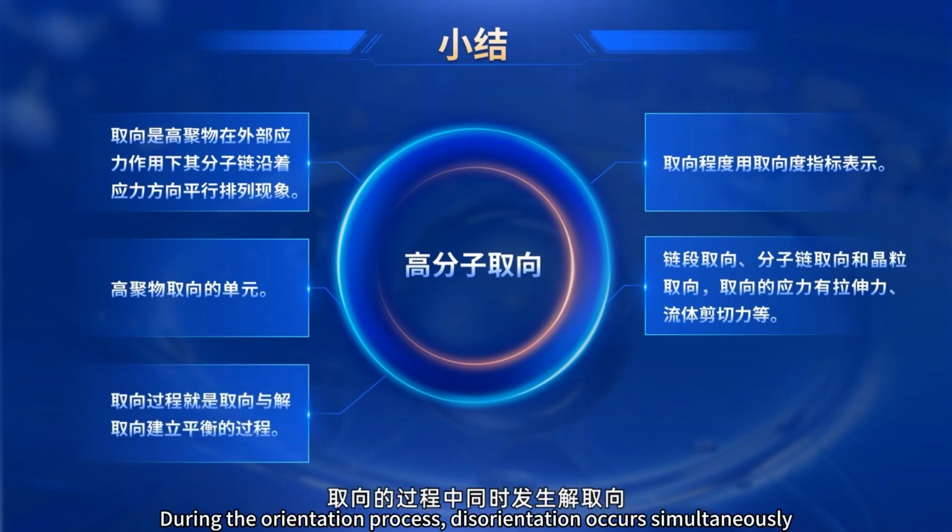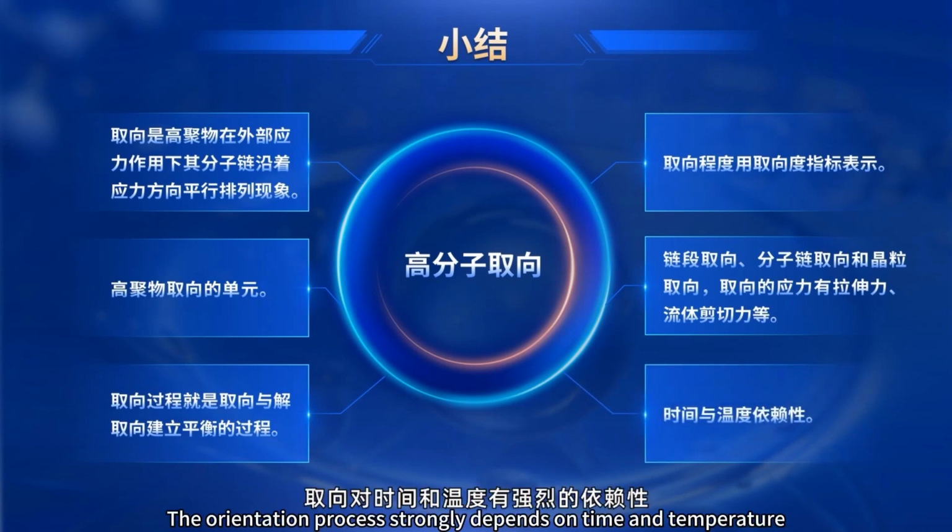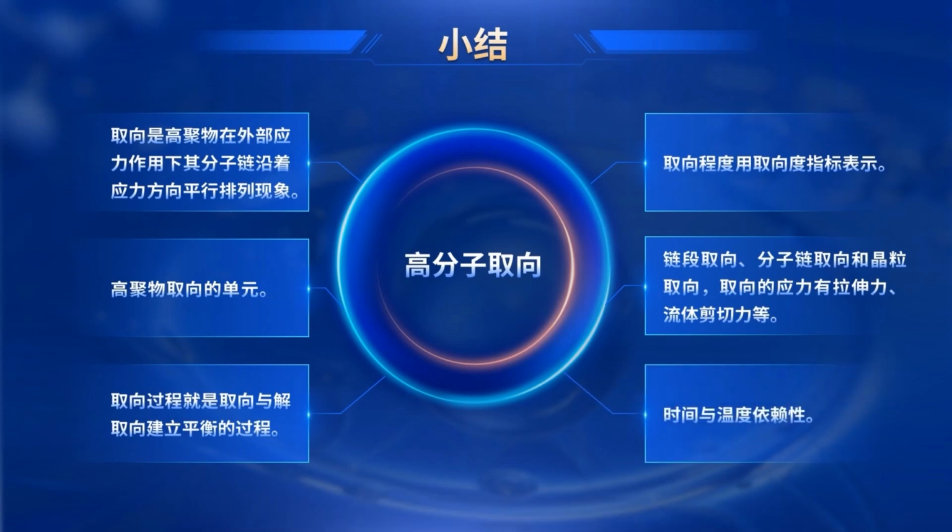During the orientation process, disorientation occurs simultaneously. The orientation process strongly depends on time and temperature.